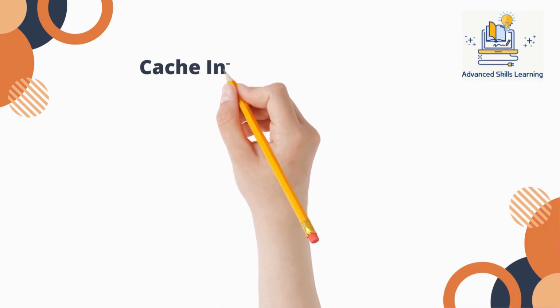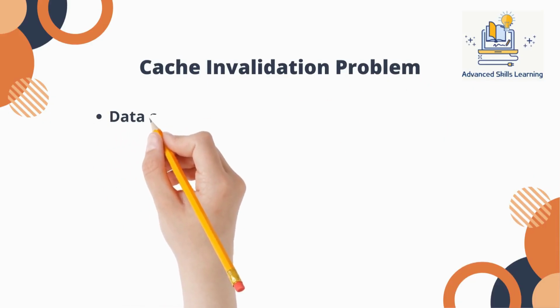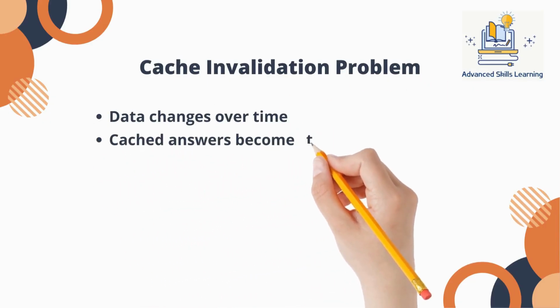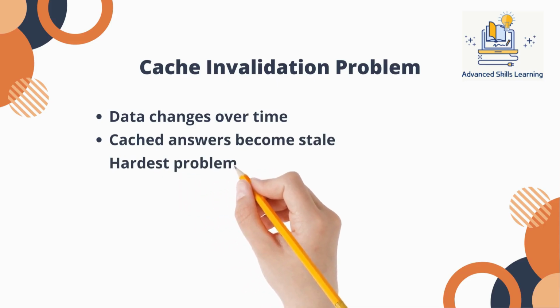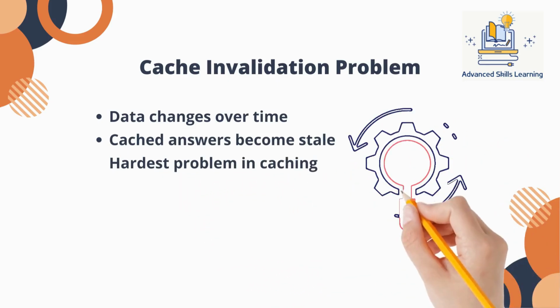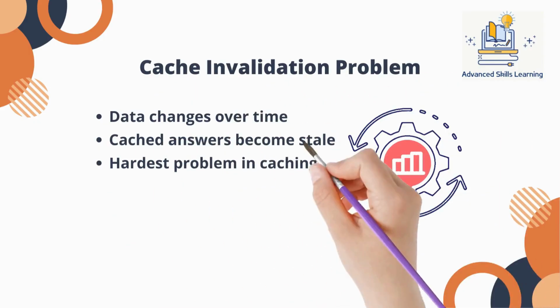Caching introduces a classic problem: invalidation. When your data changes, your cached results may no longer be correct. This is especially critical in enterprise systems with dynamic data. If you don't invalidate properly, you risk serving outdated answers. And this is one of the hardest problems in distributed systems. Not generating answers, but knowing when to stop trusting them.